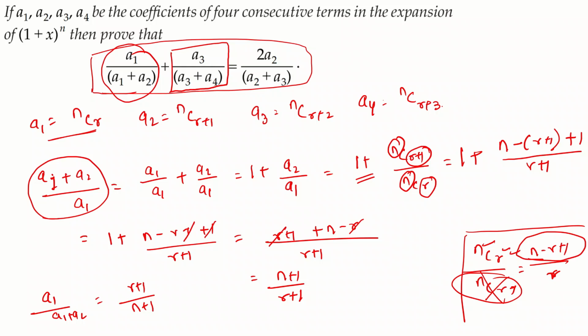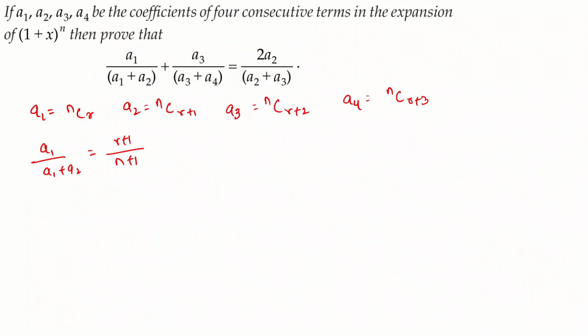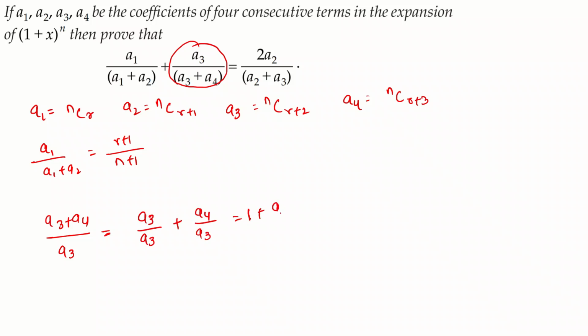Let me clear some stuff out here. Now let's try to find out the value of (a3 plus a4) divided by a3, and then we will take the reciprocal to find out the value of this expression over here. Okay, so we first divide a3 on both the terms. a3 by a3 plus a4 by a3 is equal to 1 plus a4 by a3 is equal to 1 plus, what is a4? It's nCr plus 3 by, what is a3? nCr plus 2.